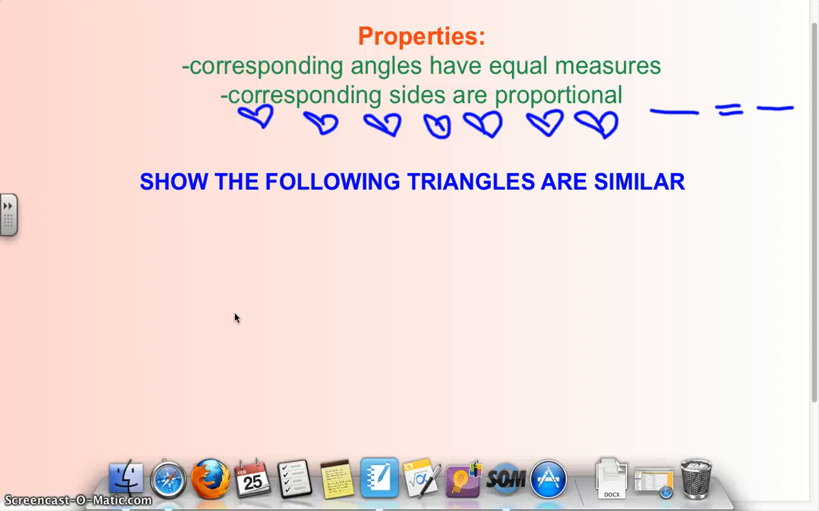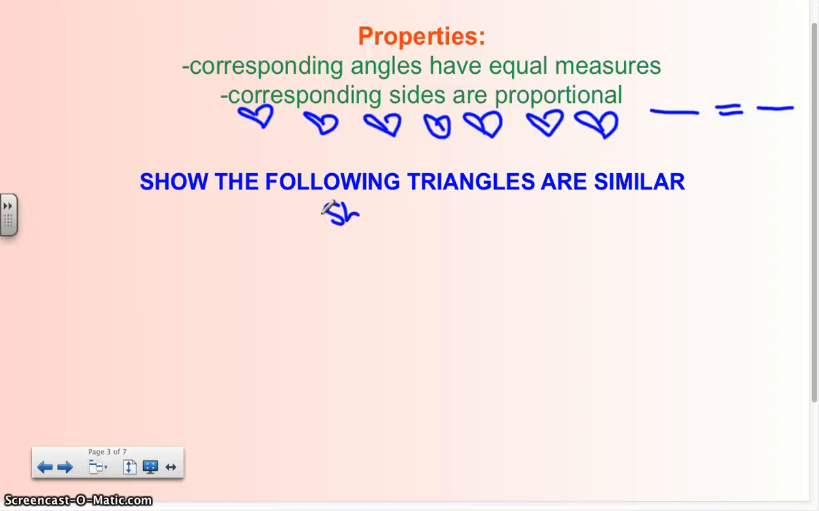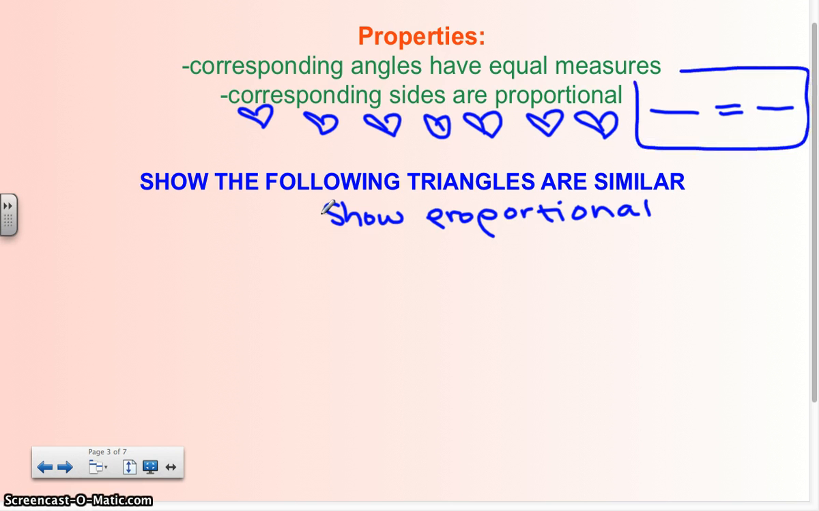All right, I'm going to draw a couple of triangles and show you how to show that they are similar. And we show that they are similar by showing that they are proportional. When I show that they are proportional, that just means that I do the corresponding sides and show that they are equal. I create this little skeleton.